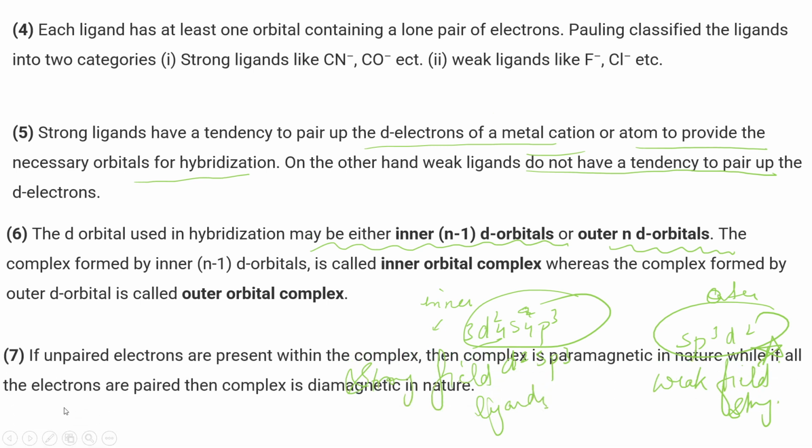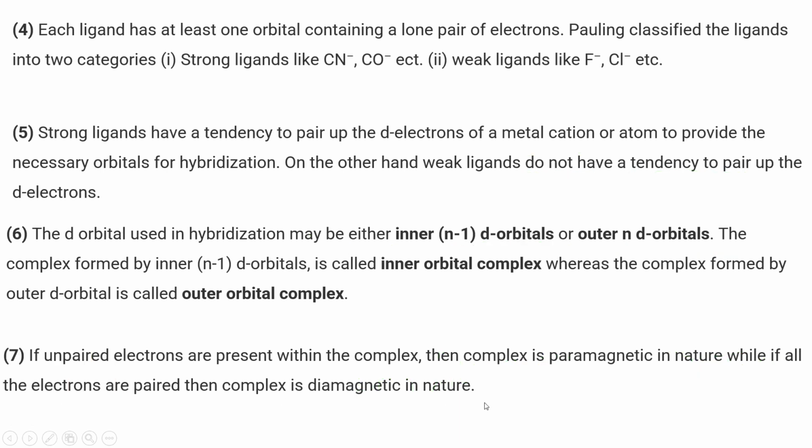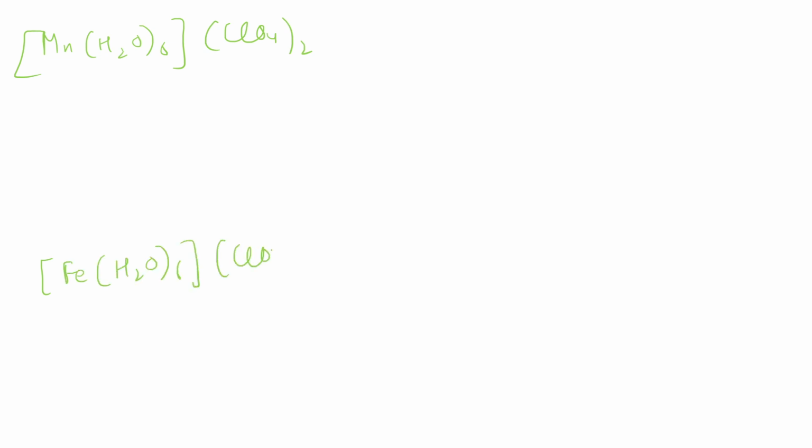If unpaired electrons are present in the complex, then the complex is paramagnetic in nature, while if the electrons are paired, then the complex is diamagnetic in nature. This could be explained like this. Let us consider two examples: manganese hexaaqua 2 perchlorate, and the other one, iron hexaaqua 2 perchlorate.